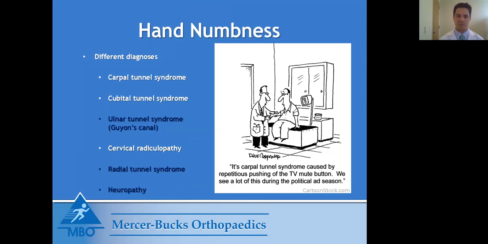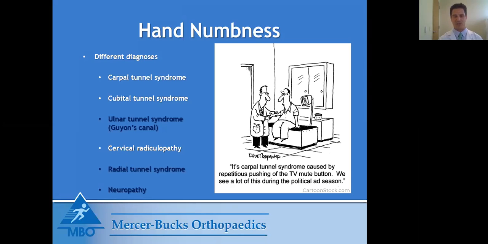So numbness and tingling in the upper extremity is a relatively common thing. It's probably one of the most common things that I see in the office. There are a number of different causes of numbness and tingling in the upper extremity. We're going to hit on some of the more popular ones today, highlighted in the white writing on this list. There are a lot of myths about what causes numbness and tingling in the upper extremity, and we'll go over some of those things as well. And the list is even longer than what's on this slide.